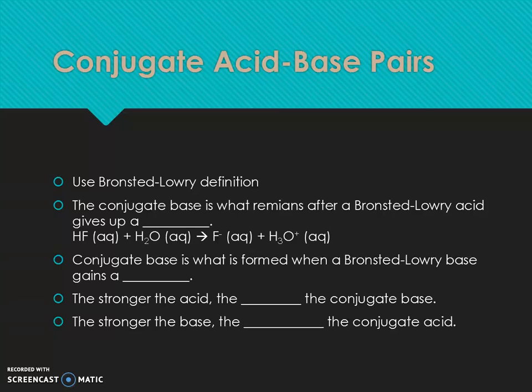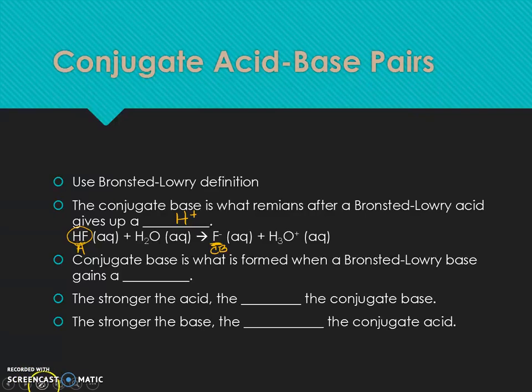Okay, I told you in the Bronsted-Lowry definition that acids and bases always come in pairs. We call those conjugate acid-base pairs. We use the Bronsted-Lowry definition to define these. And a conjugate base is what remains after a Bronsted-Lowry acid gives up a hydrogen. So for example, here is our acid. How do we know? Because it has hydrogen at the beginning, of course, and it can give away that hydrogen. If it gives away that hydrogen, it becomes F minus. Well, this would be your acid, so this would become your conjugate base.